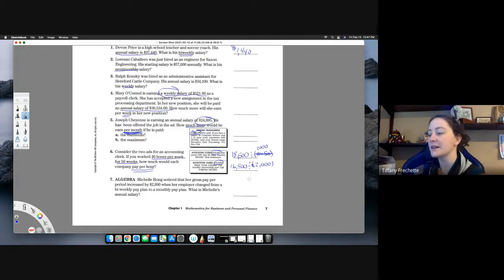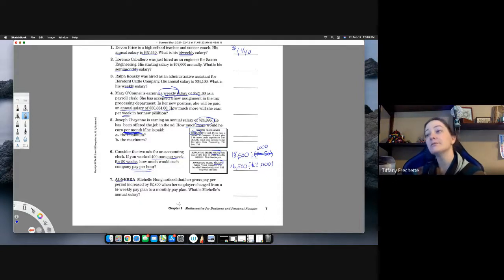All right, let's look at this algebra one. Again, algebra doesn't mean that it's going to be a super difficult one. What it means is they want you to think about it. What have you learned, and how can you apply that? So Michelle Hong noticed that her gross pay per period increased by $2,800 when her employer changed from a biweekly pay plan to a monthly pay plan. What is Michelle's annual salary?